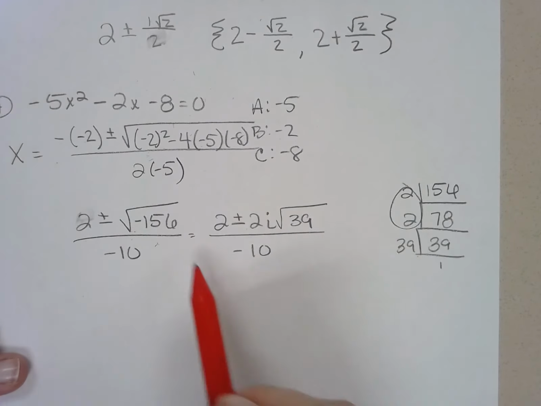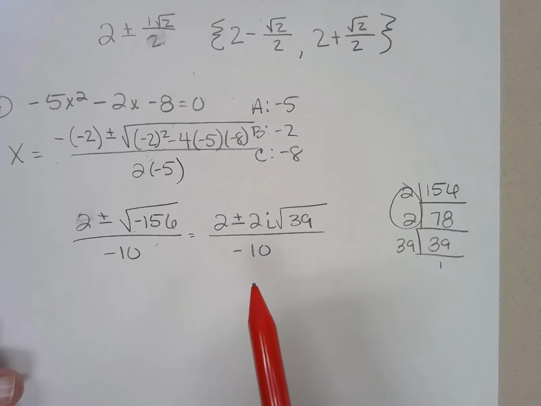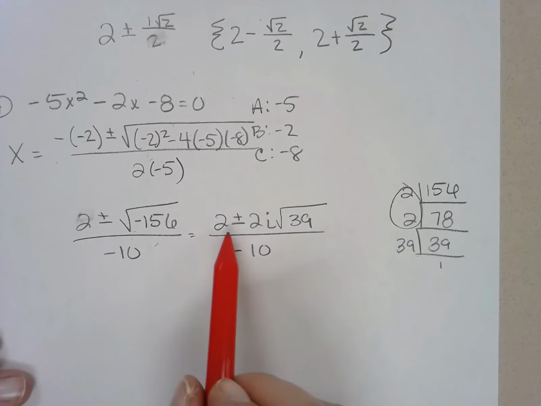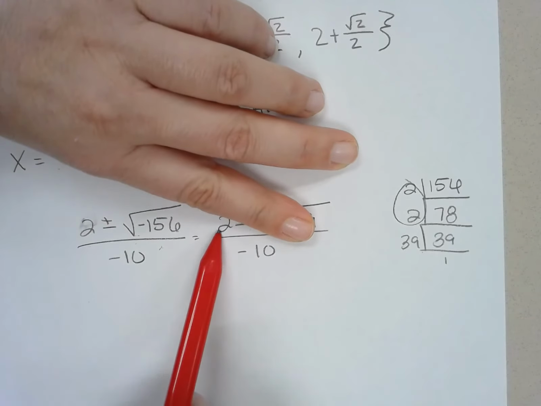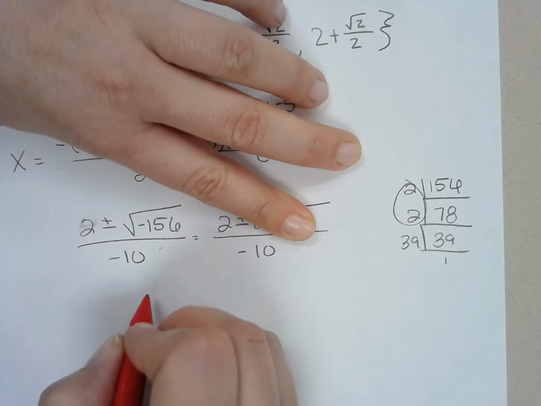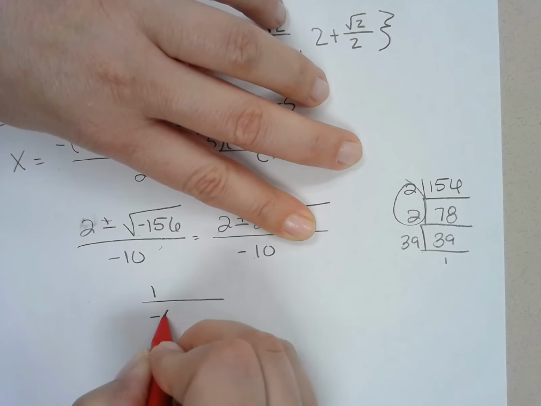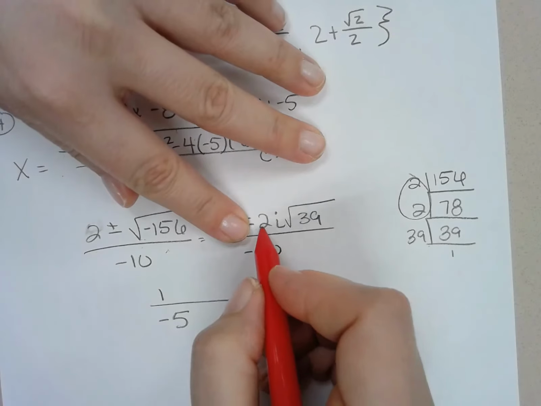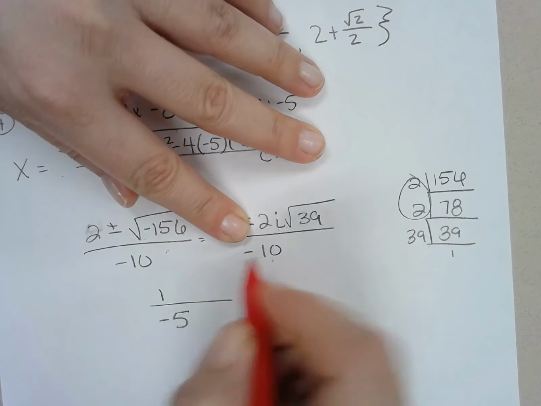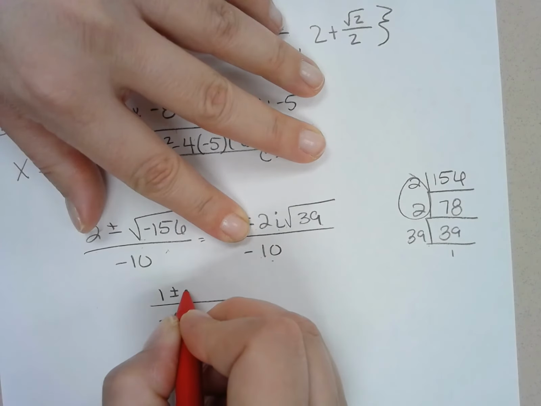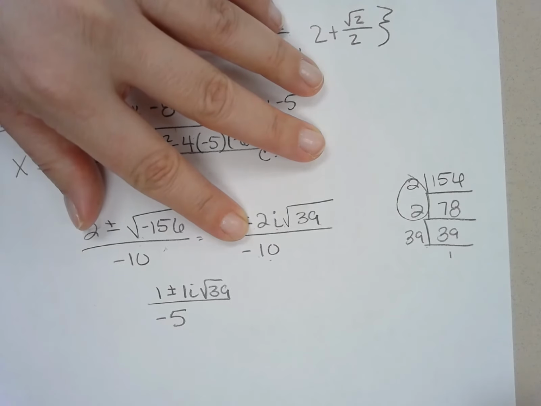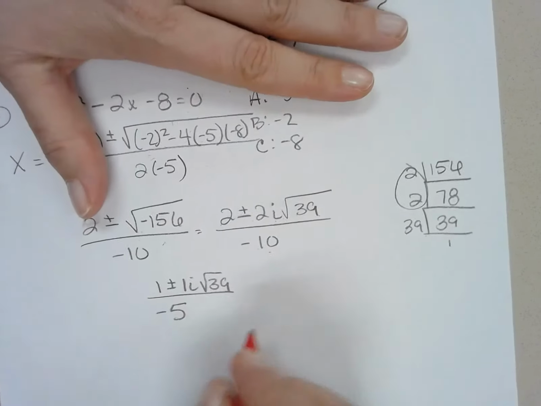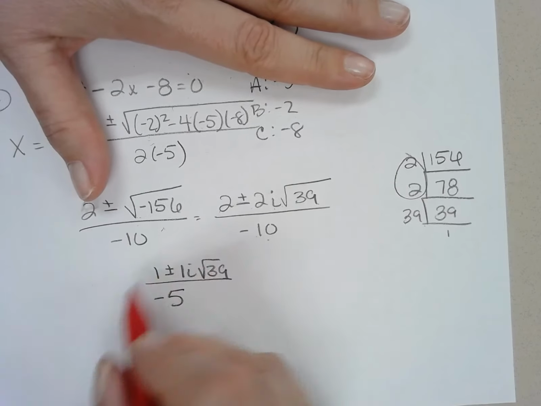Now, you could write this as your answer. It is a correct answer, but it's not the most simplified answer. What we're going to do is treat this like two fractions. We're going to ignore this part, and 2 over negative 10 reduces to 1 over negative 5, and 2i square root of 39 over 10 reduces to 1i square root of 39 over negative 5. So we treated it like two fractions and we simplified. And as ugly as this answer is, this is your answer.